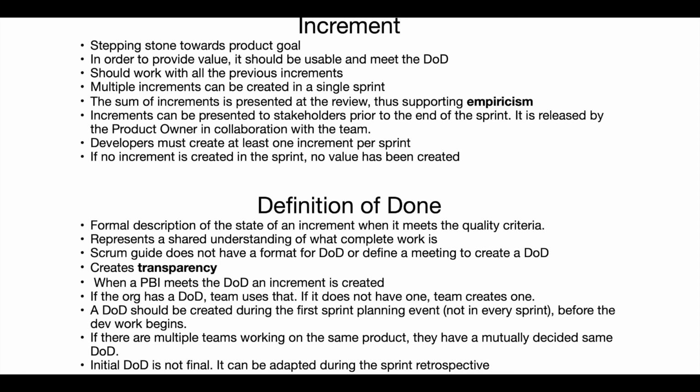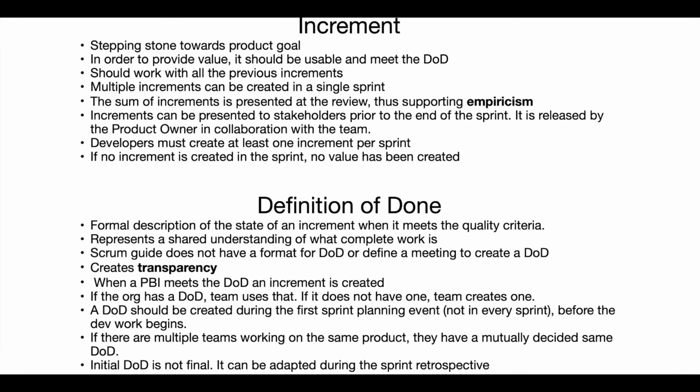Definition of done. It's a formal description of the state of an increment when it meets the quality criteria. It represents a shared understanding of what complete work is. The Scrum Guide does not have a format for the definition of done or define a meeting to create a definition of done. It creates transparency. When a product backlog item meets the definition of done, an increment is created.